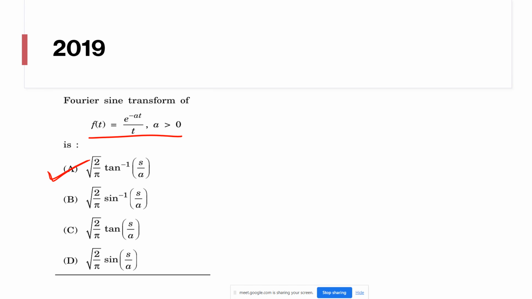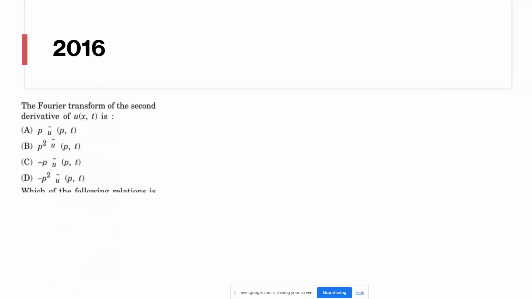So the Fourier sine transform of e raised to minus at upon t is nothing but tan inverse of s by a multiplied with root of 2 by pi. Okay, just check this and let me know the answer. Fourier transform of the second order derivative of this.